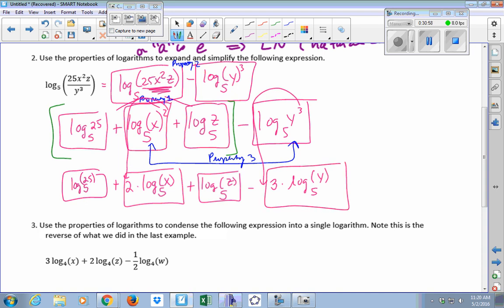So now I have used all 3 of my exponent properties, and now the only thing I ask myself is, can any one of those terms be simplified? Well, the very first term can be simplified. Log base 5 of 25 is what? 2. And then I just rewrite everything else exactly as it looks. So this is the expansion of that original log. You've expanded it out. All right, so that would be your final answer right there.